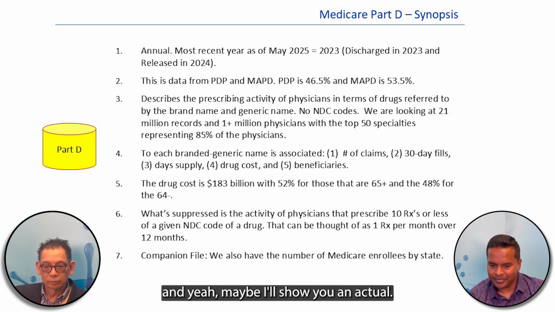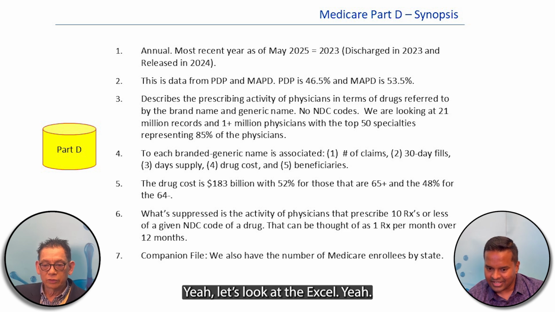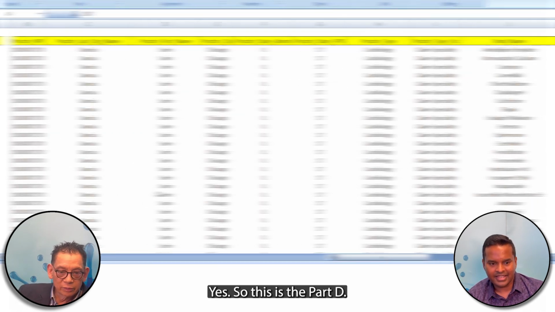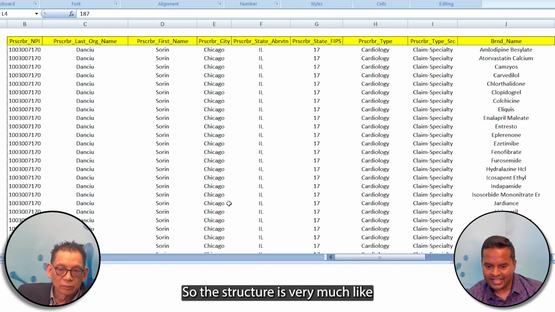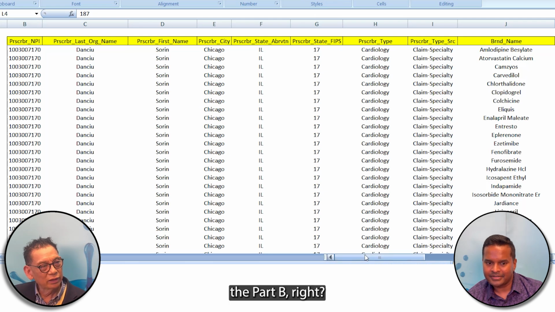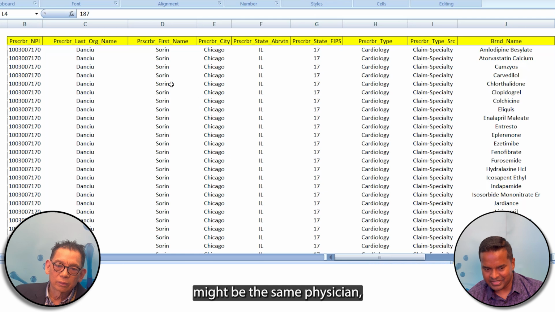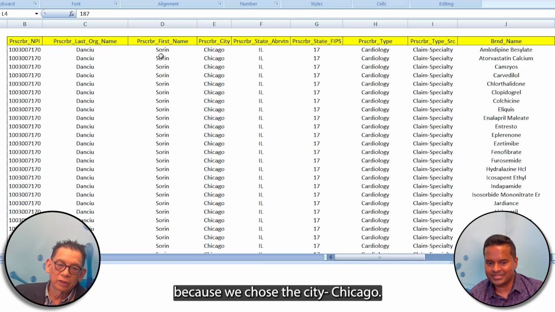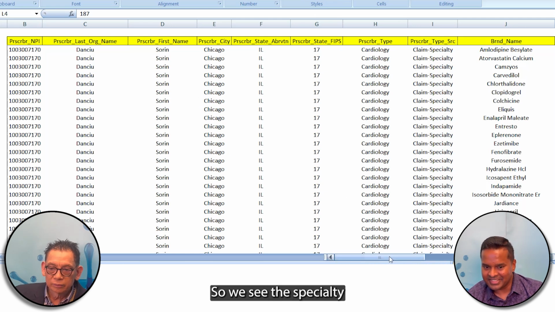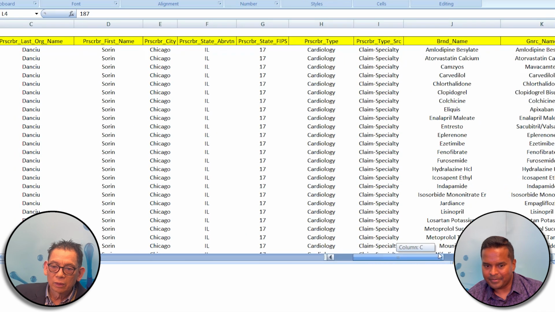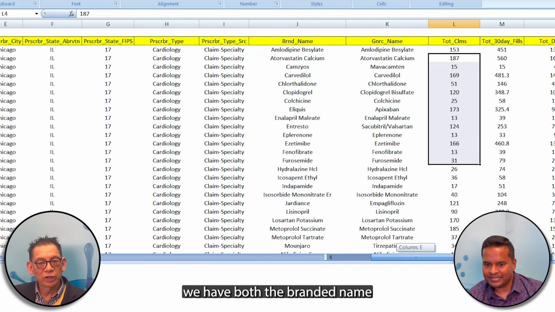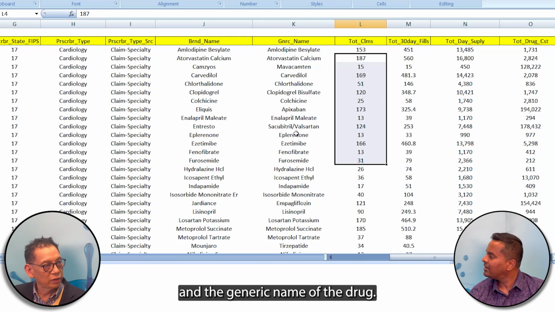Maybe I'll show you an actual example. Yeah, let's look at the Excel. I think we'll understand. So this is the Part D. The structure is very much like the Part B. It might be the same physicians because we chose the city of Chicago. So we see the specialty, and we see the drugs here. I can see that we have both the branded name and the generic name.